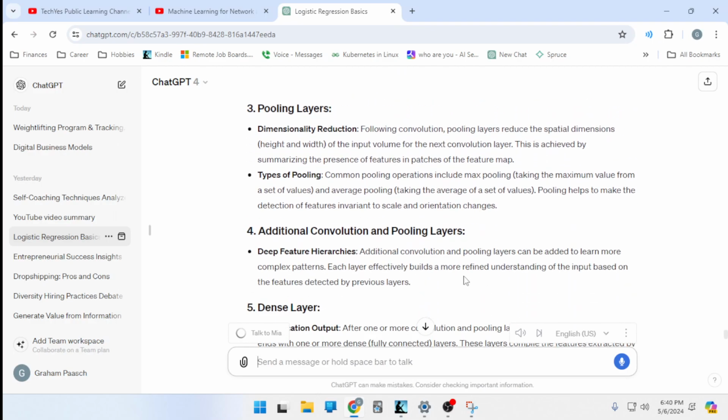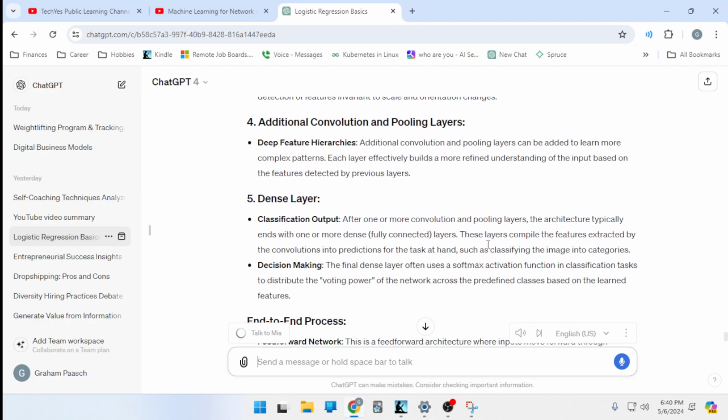4. Additional convolution and pooling layers. Deep feature hierarchies. Additional convolution and pooling layers can be added to learn more complex patterns. Each layer effectively builds a more refined understanding of the input based on the features detected by previous layers. 5. Dense layer. Classification output. After one or more convolution and pooling layers, the architecture typically ends with one or more dense, fully connected layers.